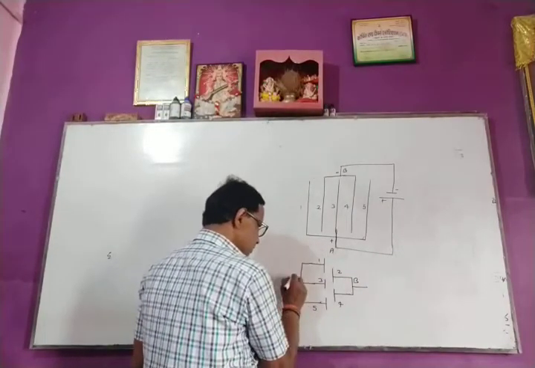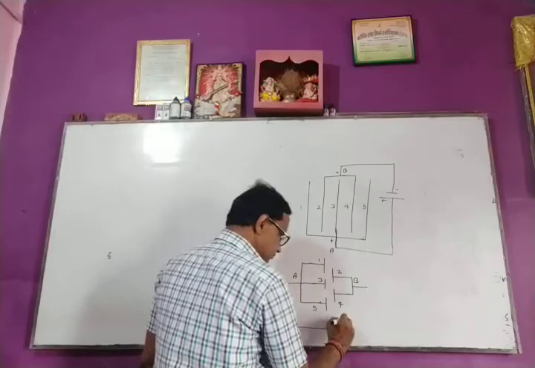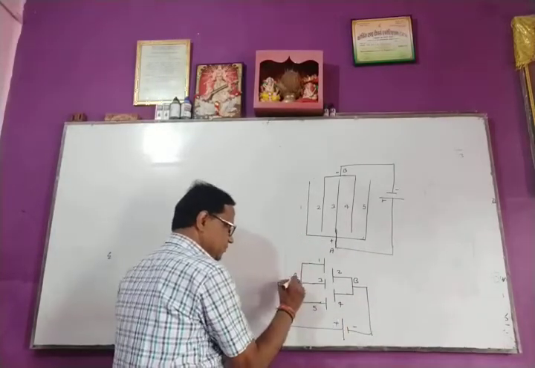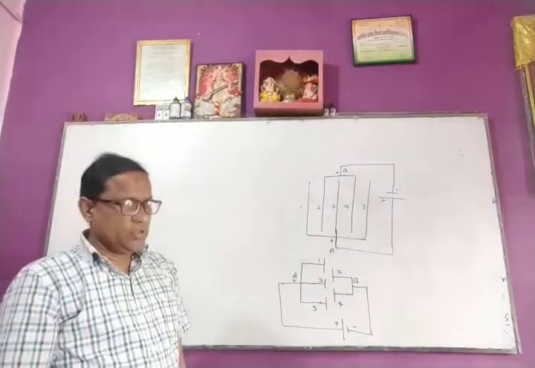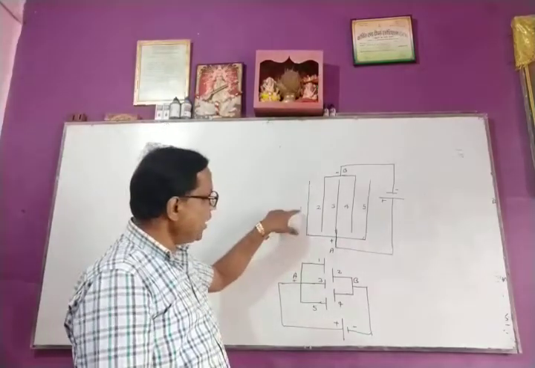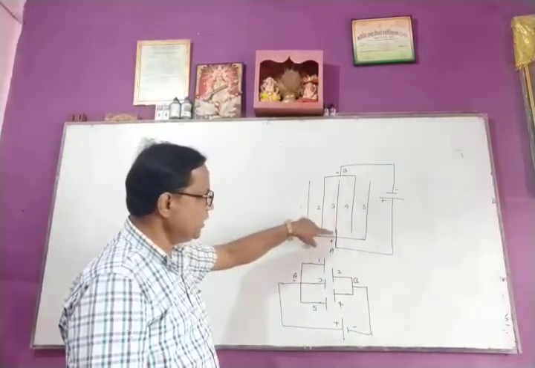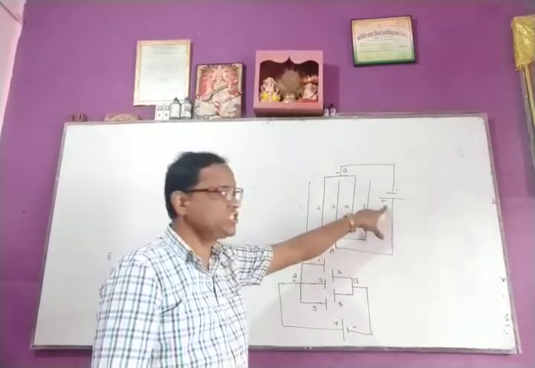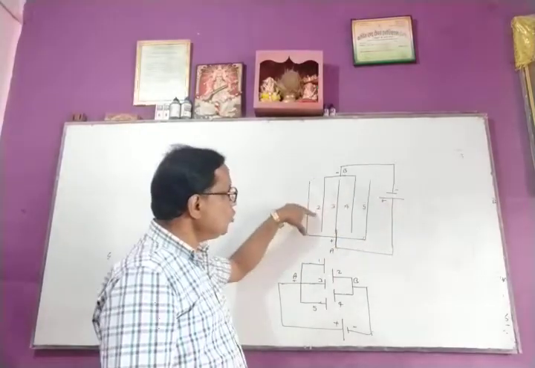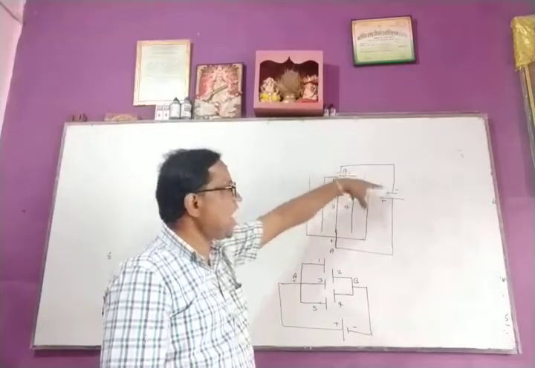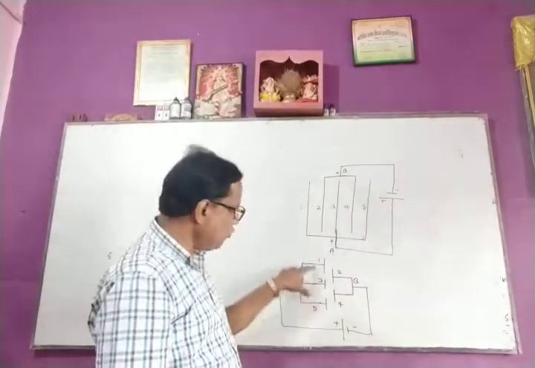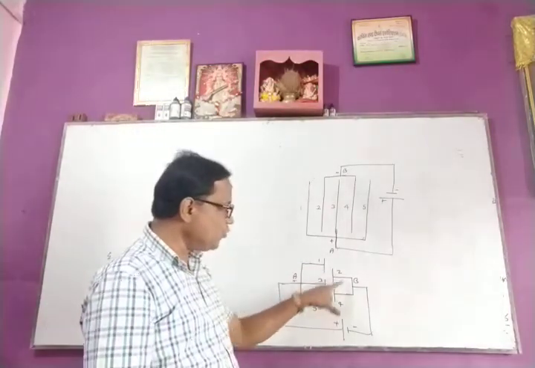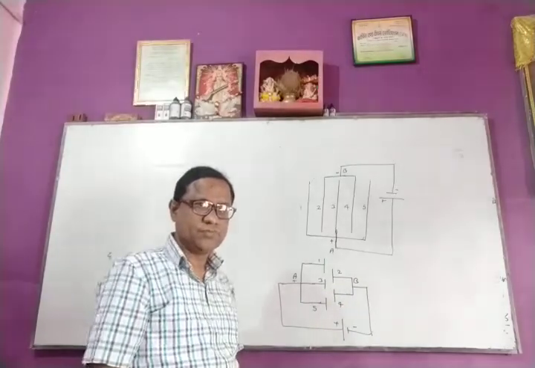It is A and B, positive and negative. Clear? So 1, 3 and 5 all are at the positive terminal. 2 and 4 are at the negative terminal. So 1, 3, 5 are at one terminal and 2, 4 are at another terminal.